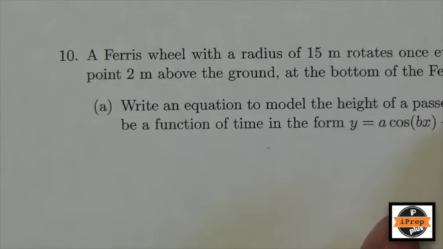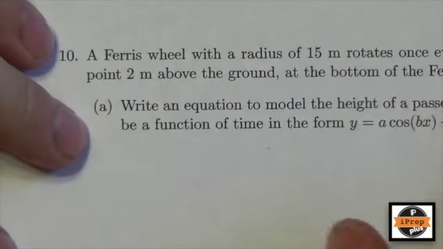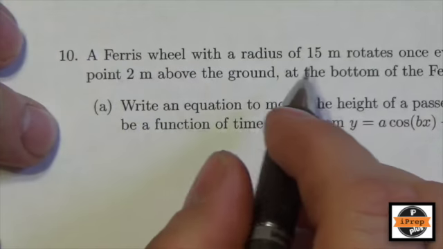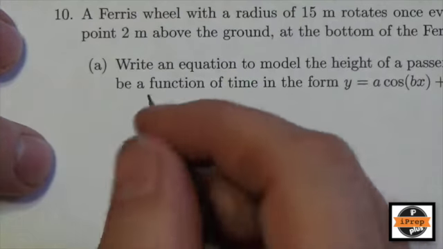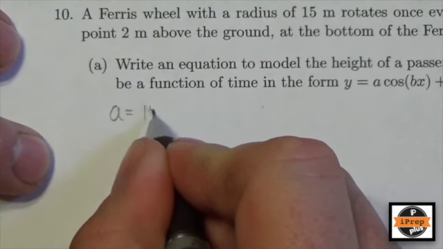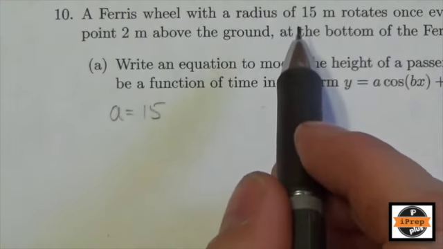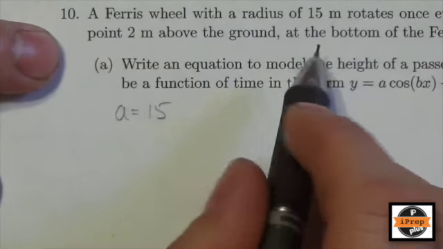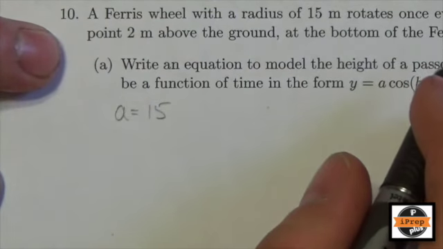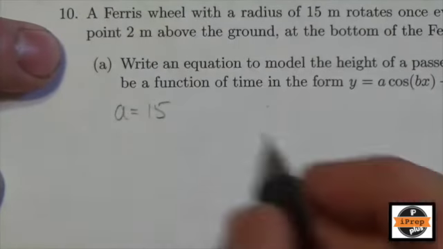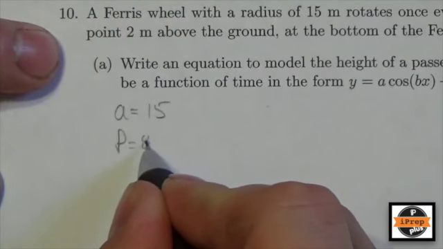All right, for this question right here, there's some information that we're going to yank out of it right away. The Ferris wheel has a radius of 15 meters, and that tells us right away that the amplitude is going to be 15, because the radius of the wheel and the amplitude will be exactly the same. We're also told that it rotates once every 80 seconds. Now that is the period. So our period is 80 seconds.